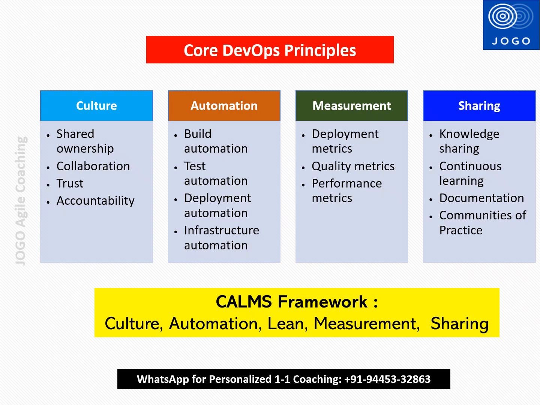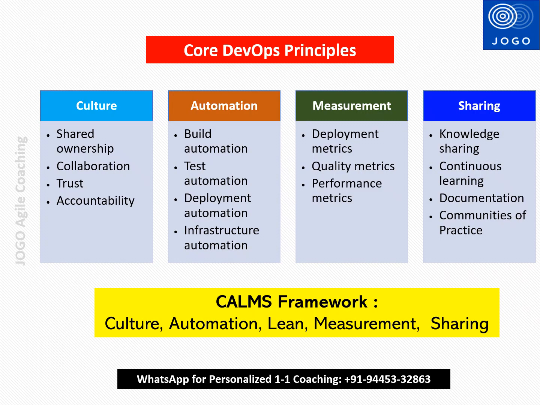If you want to implement DevOps or focus on DevOps transformation, you should learn and implement the core principles recommended by DevOps. The first one is culture. We need to build a culture of shared ownership. The ownership of delivering things should be owned by all the stakeholders, mainly development and the operations teams. And there should be good collaboration between all the stakeholders. All the team members or the stakeholders in the project should trust each other, and everybody should have the accountability.